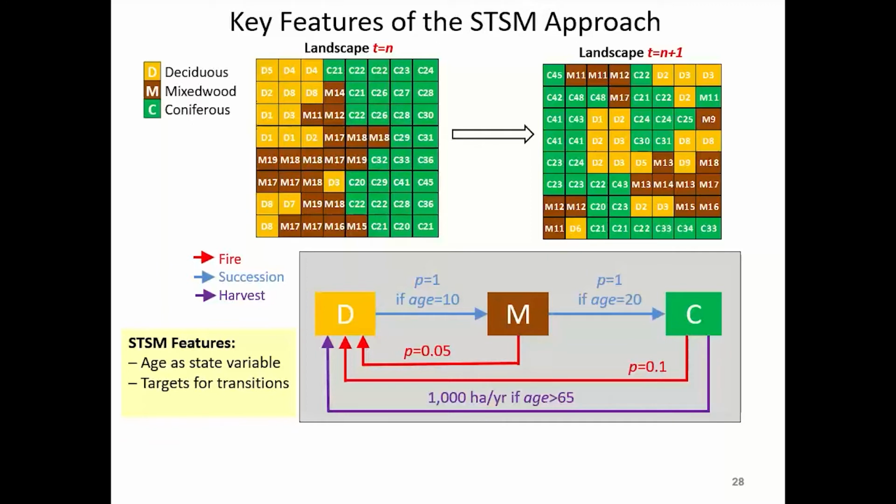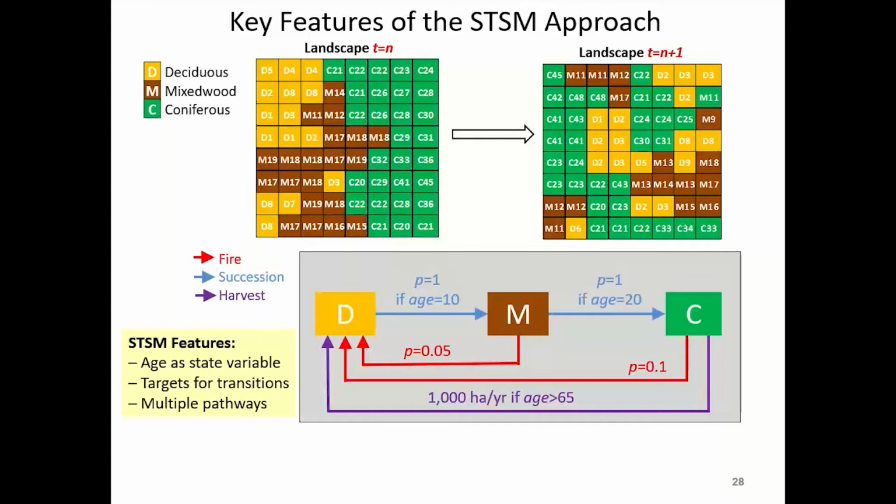You can express the transitions as targets instead of probabilities, so you can fix the amount of area that you want to transition, or fix that certain cells will transition, force them to transition under certain conditions. So not all transitions have to be represented as probabilities.